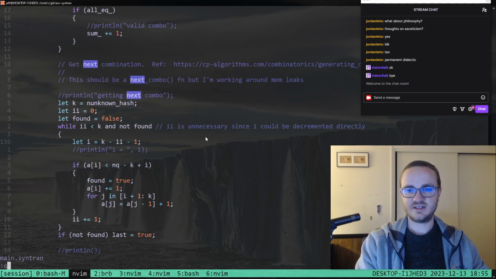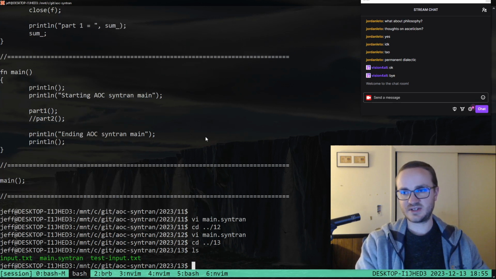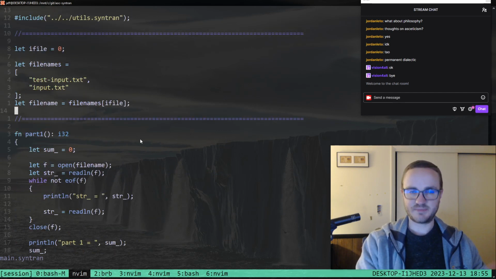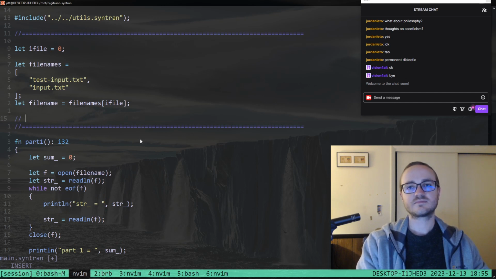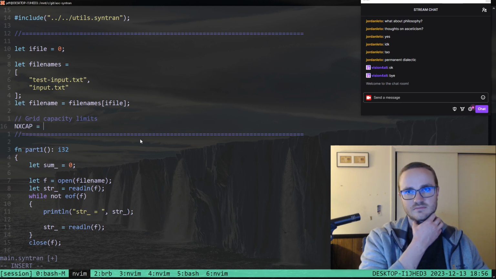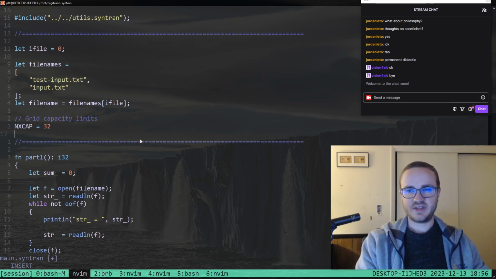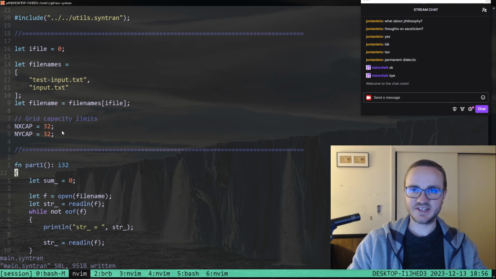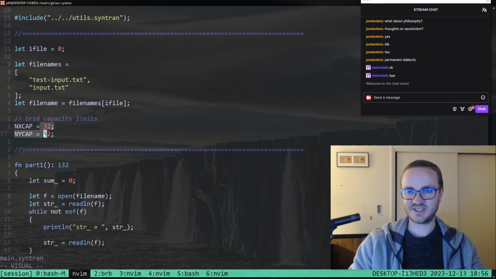So let's get into that directory, move from day 12 to day 13. I want to have some upper limits to the capacity, so I bet 32 will work. And yeah, I'll have to check if these overflow somehow. And I don't have an early exit feature in Syntran, so I have to be very careful to check that these don't overflow.